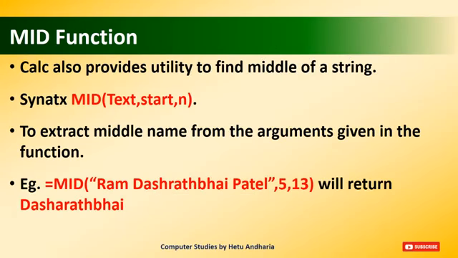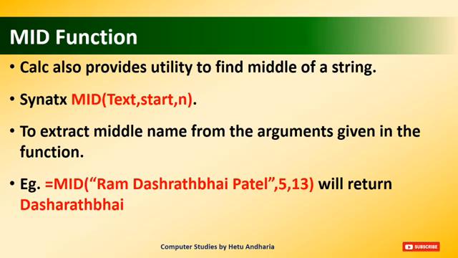Now the same type of third function is the mid function. Calc also provides a utility to find the middle, or find some characters from the middle of a string. The syntax is mid, text, comma, start. Start means from which letter number you want to crop the text. You are familiar with the word crop, cropping the image, right? You want to crop the text, and then comma, and how many characters you want from that starting position, you have to mention. To extract a middle name from the arguments given in the function, this is used.